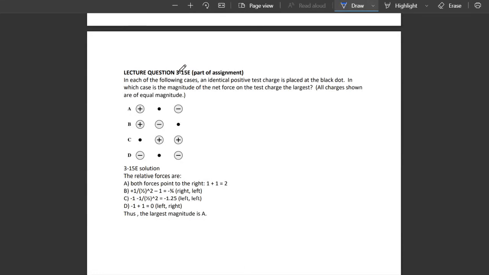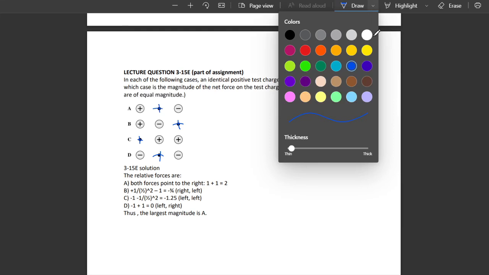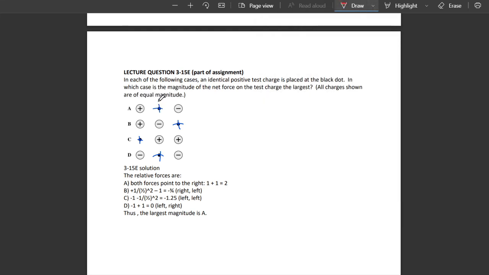Finally, we have 3-15E. In each of the following cases, an identical positive test charge is placed on the black dot. So this is a positive charge in each case. In which case is the magnitude of the net charge the largest? The best way to analyze this question is by drawing out the force diagrams, and I'm doing this in red. We have to remember that like signs repel and opposite signs attract. So keeping that in mind, let's look at all the options.